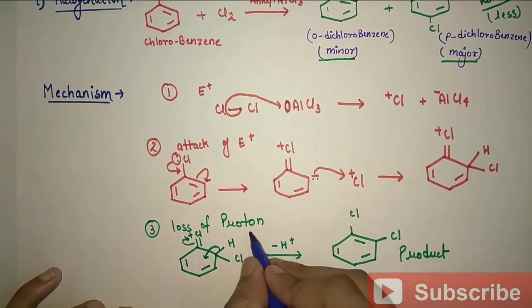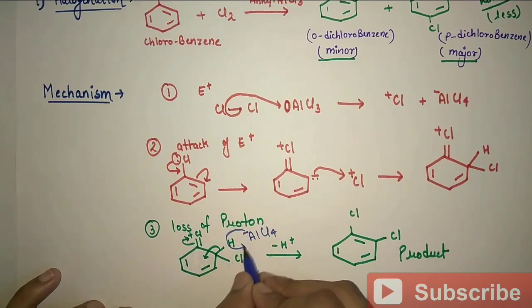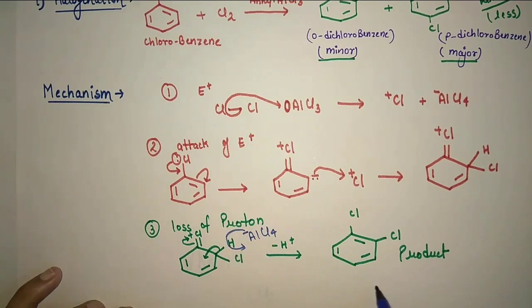As AlCl4 minus is a base, this will abstract this hydrogen and itself get converted into AlCl3, and HCl is released. As this is a catalyst, it is regenerated. This is the overall mechanism of halogenation.